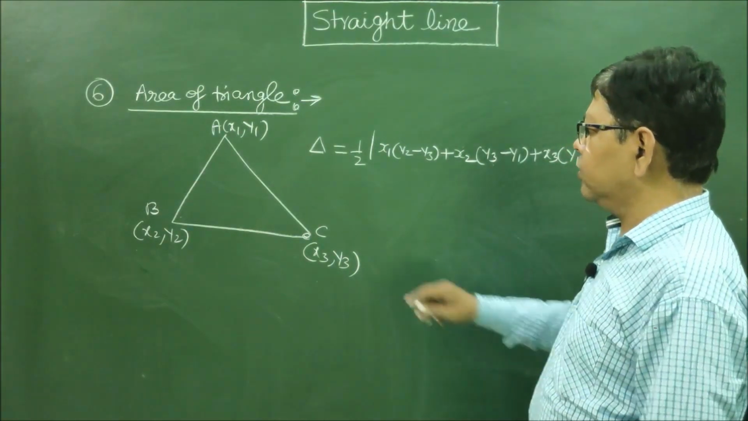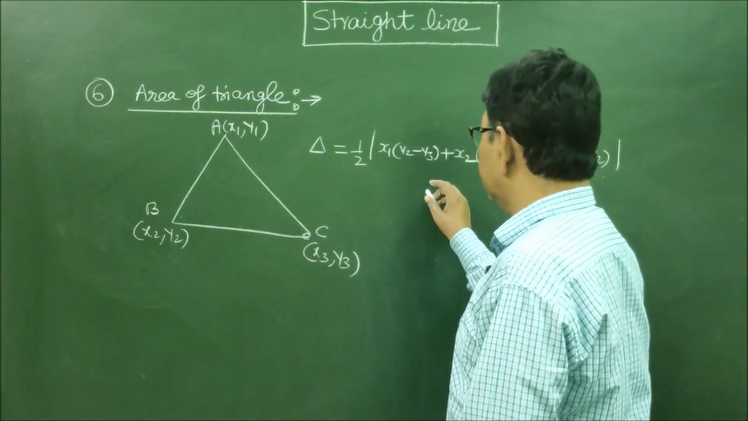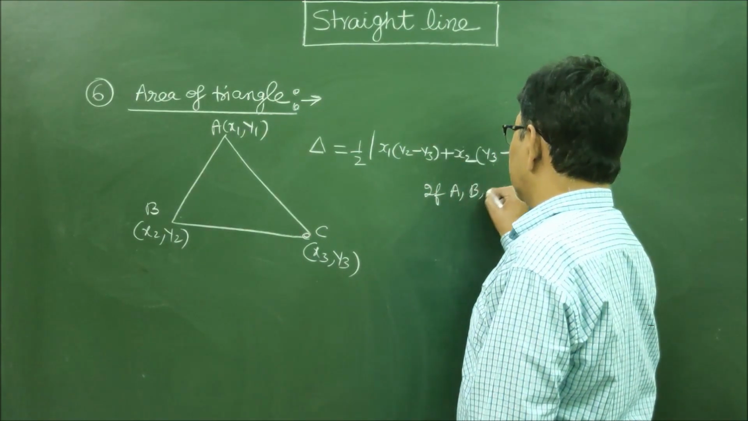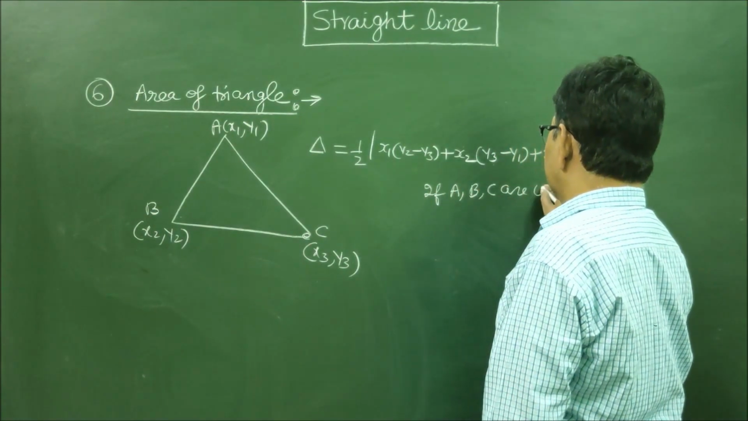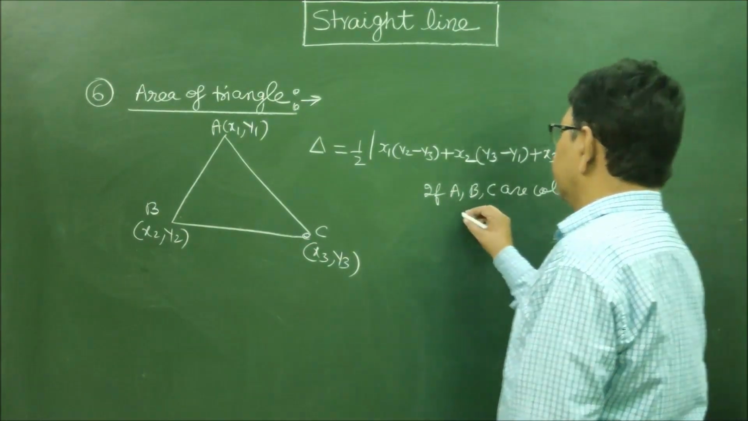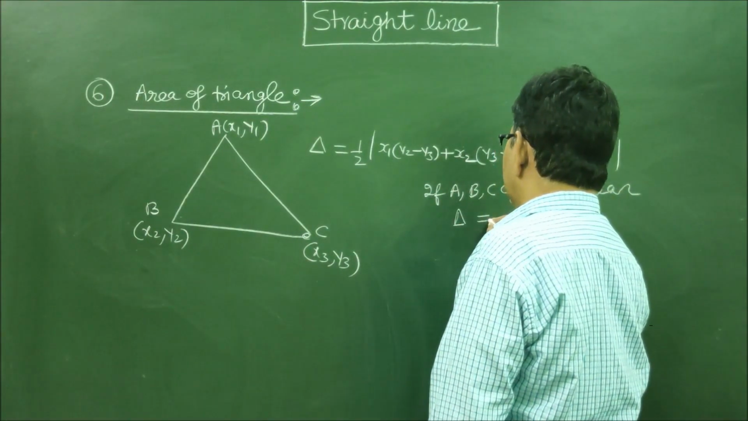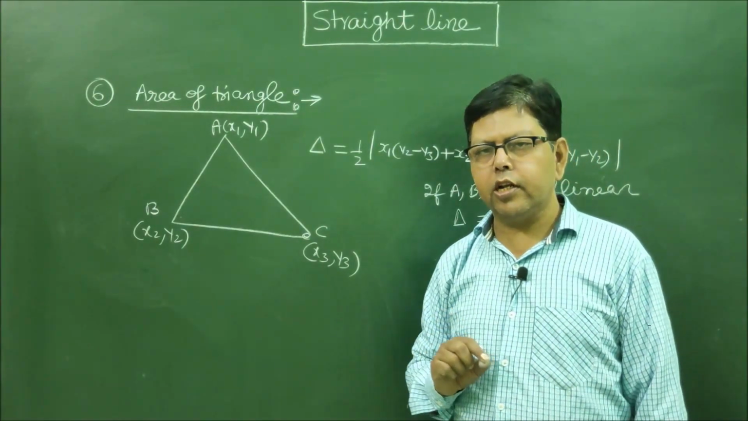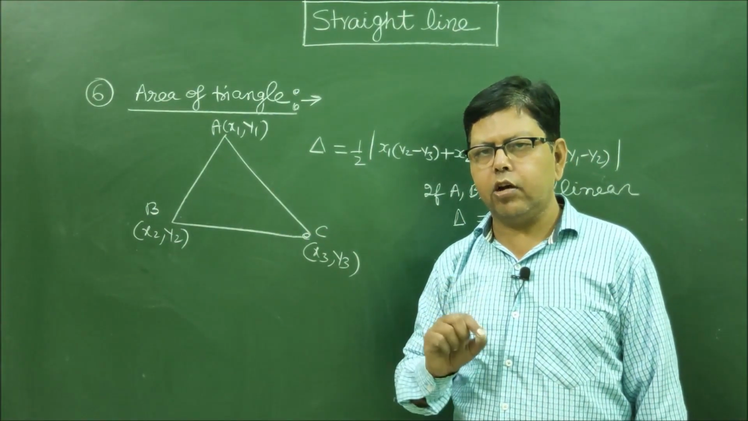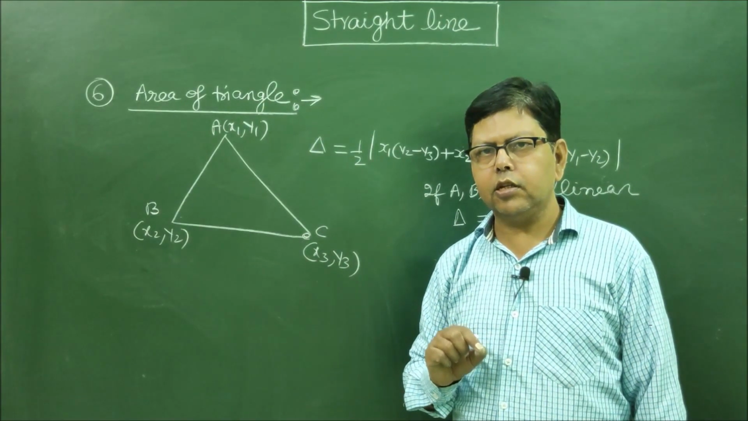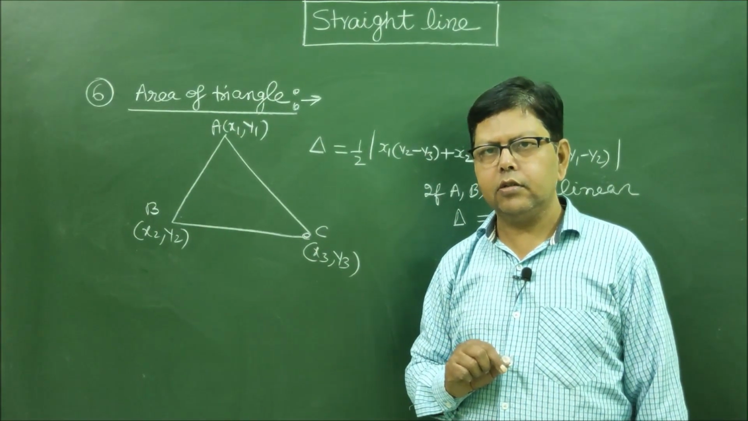Now if these 3 points A, B, C are collinear, that is, in a straight line, then no triangle will be formed in that case, and the area of triangle delta will be equal to 0. So this is a condition for collinearity of 3 points. If the area of the triangle formed by them is equal to 0, then the 3 points are collinear.